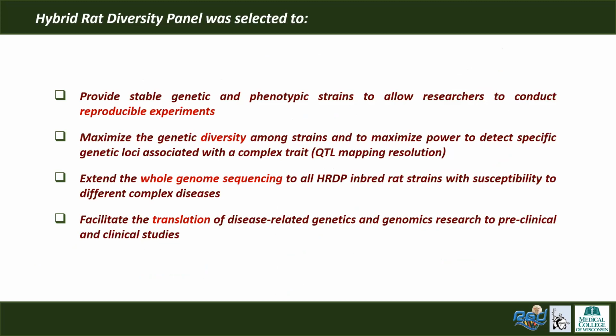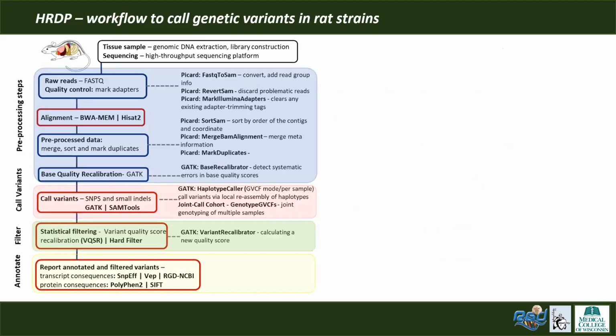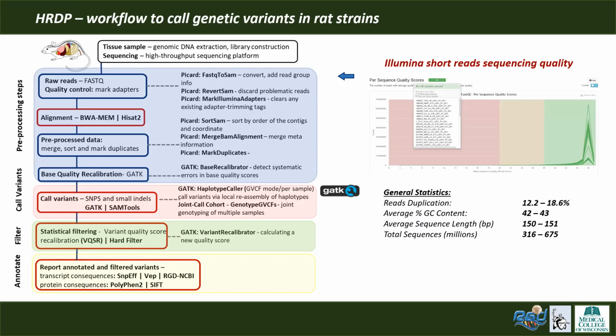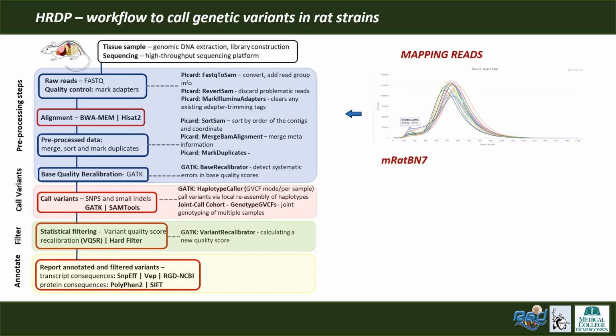Part of this effort is identifying and collecting genetic variation for all HRDP strains. I will show you the results from the analysis of whole genome sequencing of Illumina short reads of 72 rat strains. We followed the Genome Analysis Toolkit best practices recommendations of the Broad Institute team. Data pre-processing steps involve marking adapter sequences, alignment to the new rat genome reference, mRatBN7, and also marking duplicates.